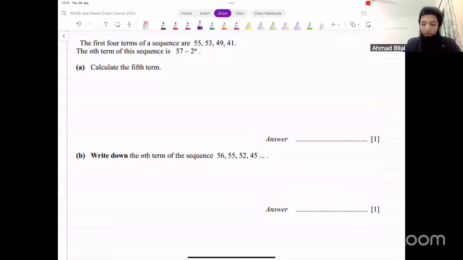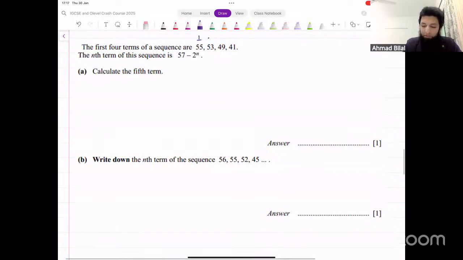How can we do that? We have the first term, the second term, the third term, the 4th term. We want the next term after this, right? That's the 5th term. We can use the nth term formula that they've given us, 57 minus 2 raised to the power n. If we are looking for the 5th term, we can just put n equal to 5. So it becomes 57 minus 2 raised to the power 5.